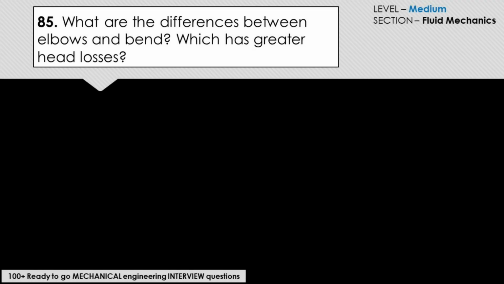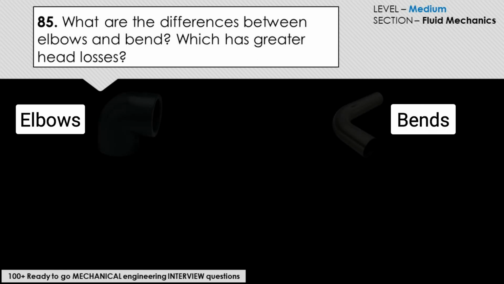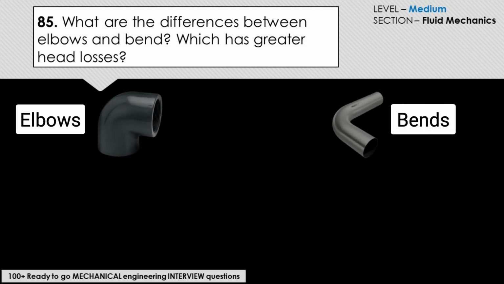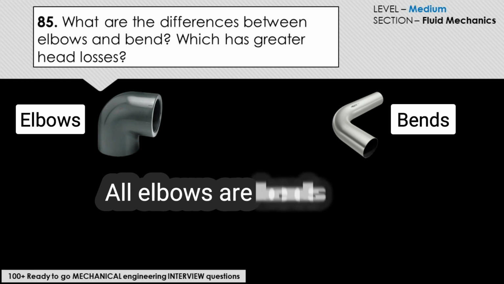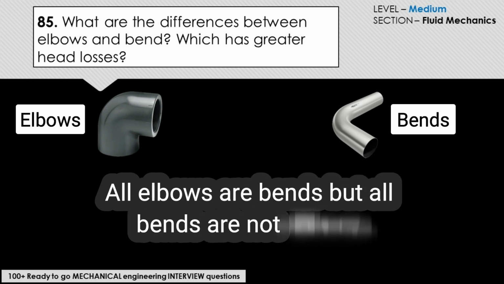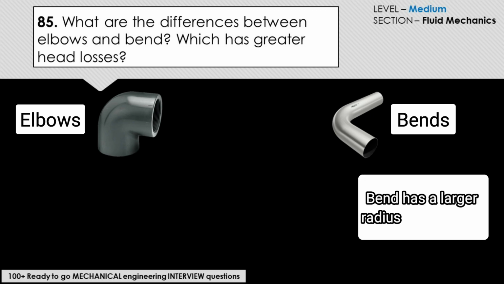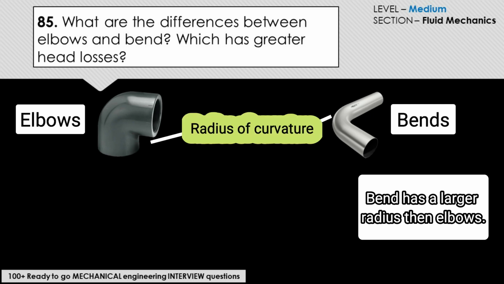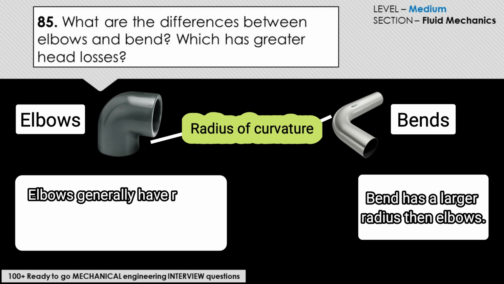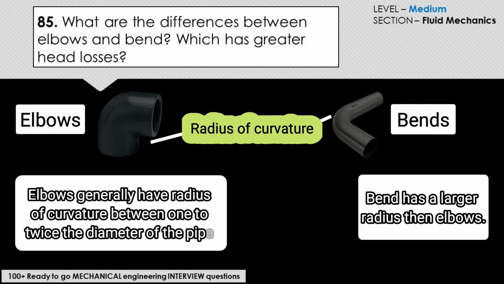What are the differences between elbows and bends, and which has greater head losses? All elbows are bends, but all bends are not elbows. A bend has a larger radius than an elbow, and generally the most basic difference is the radius of curvature. Elbows generally have a radius of curvature between 1 to twice the diameter of the pipe.